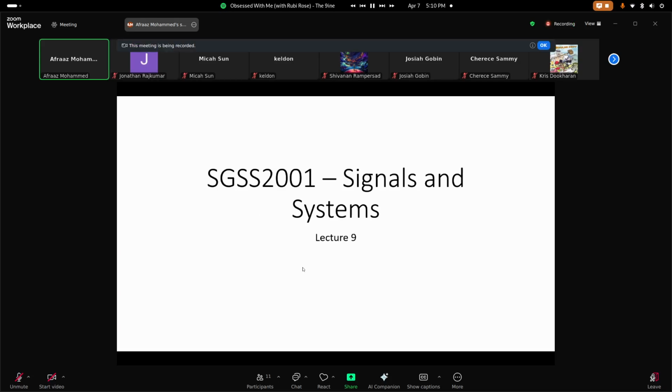Recording in progress. All right, so today we're going to go through some classifications of signals, right? Signals can be classified in different ways using different terminology. Some of the main ways we're going to look at classifying signals is by being either analog or digital, deterministic or random, even or odd, and then periodic or aperiodic. All right, so let's get into some of these right now.